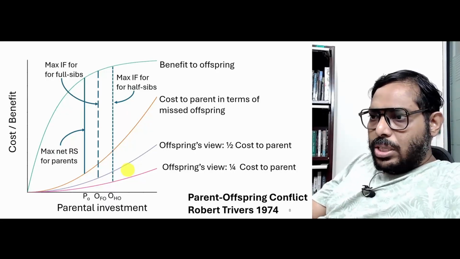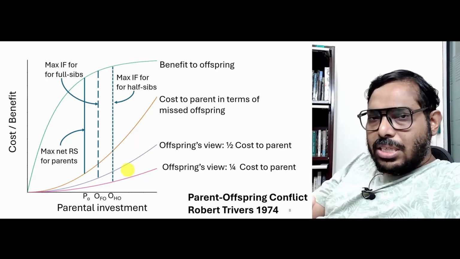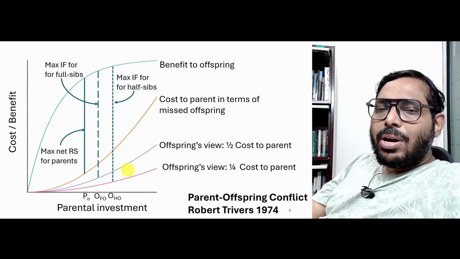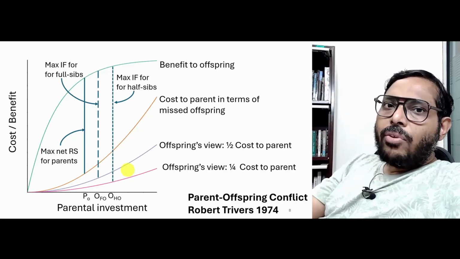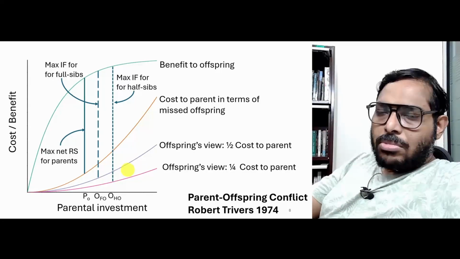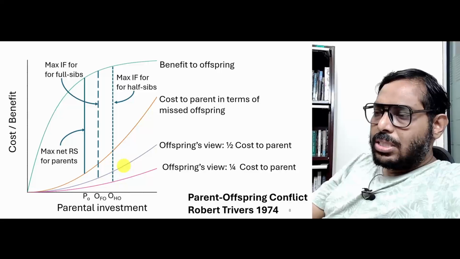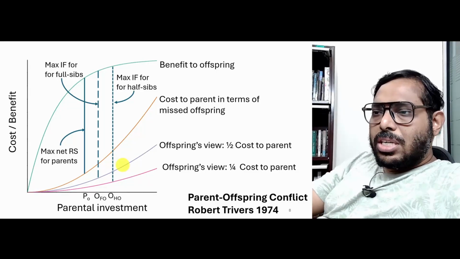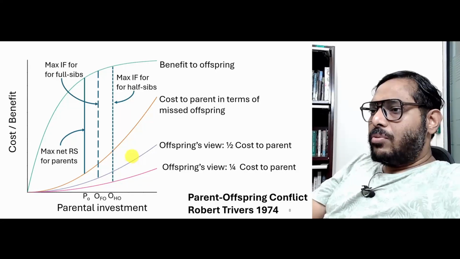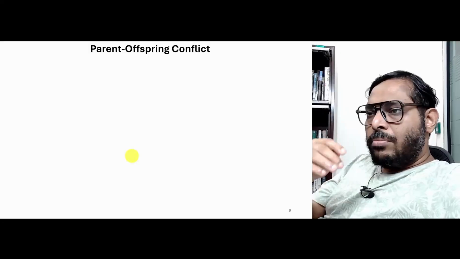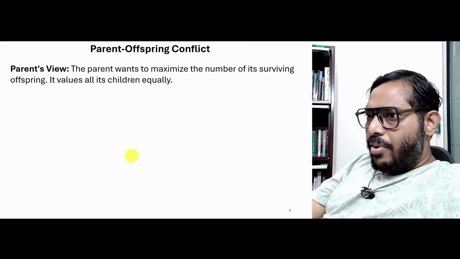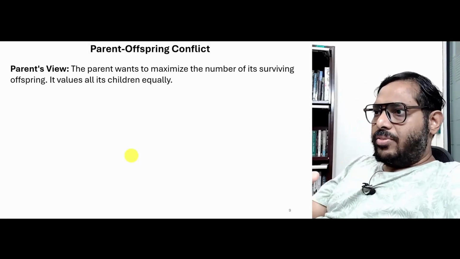So, now what I will do is repeat this entire thing, but instead of referring to the graph, I will just use simple words to say the same thing. This is just to reinforce the concept that we just discussed. So, parent-offspring conflict. What is the parent's view?